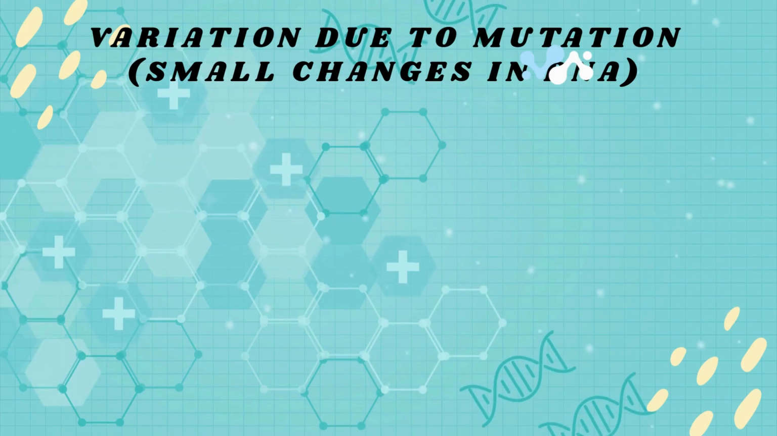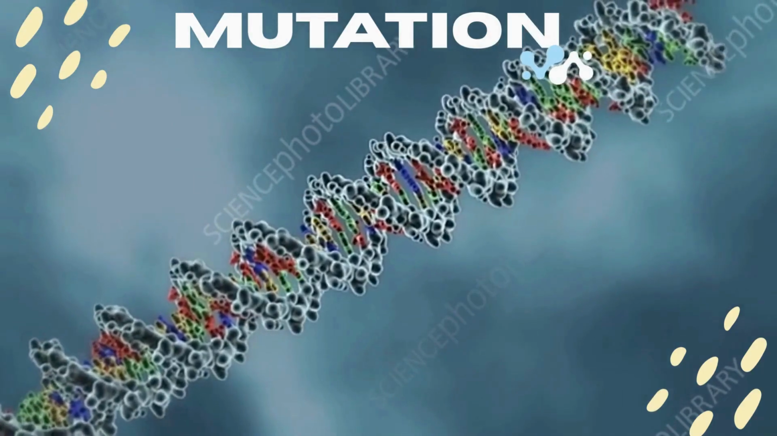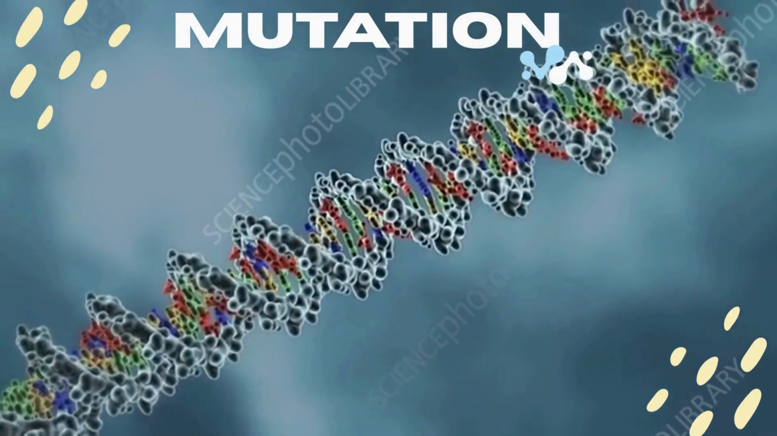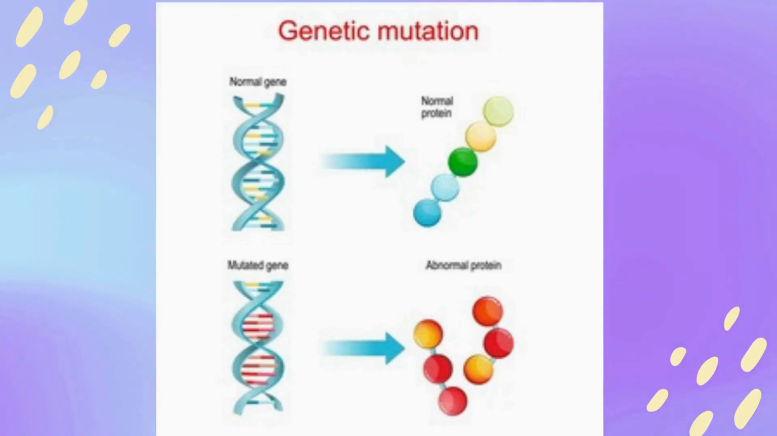Variation due to mutation. A mutation is a sudden, permanent change in the DNA sequence, the genetic material. DNA has nitrogen bases: A, that is adenine, T, that is thymine, G, that is guanine, and C, that is cytosine. If even one base changes, the genetic code can change, and that may create variation.